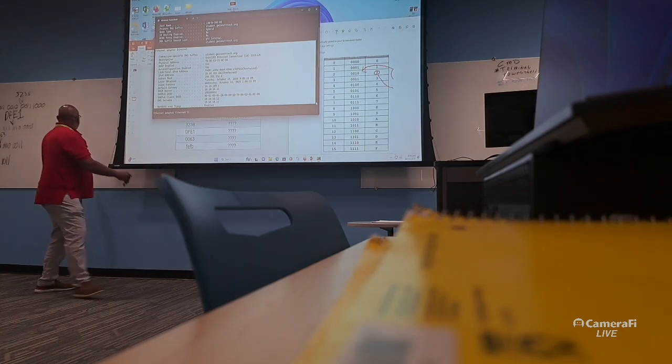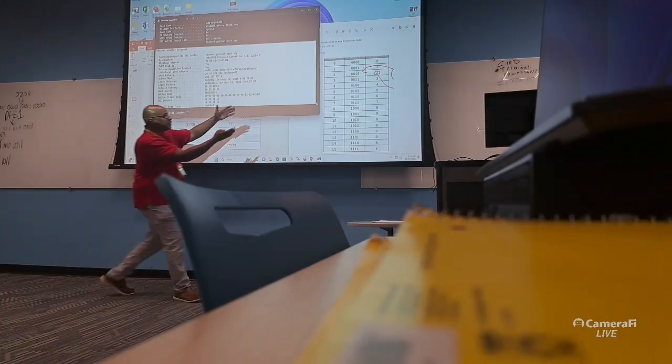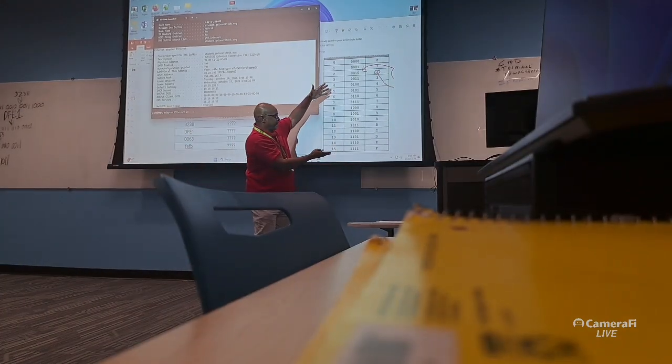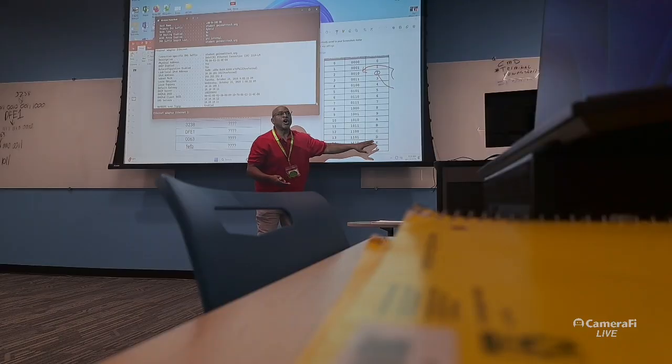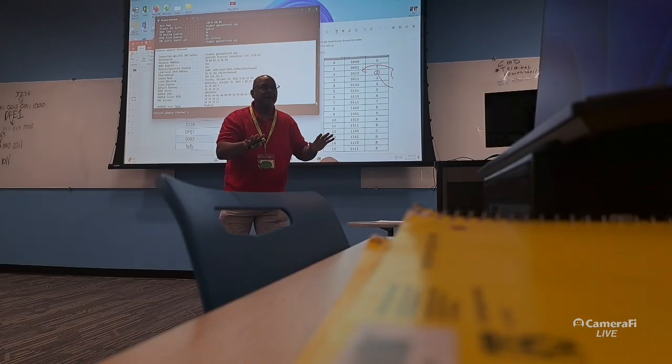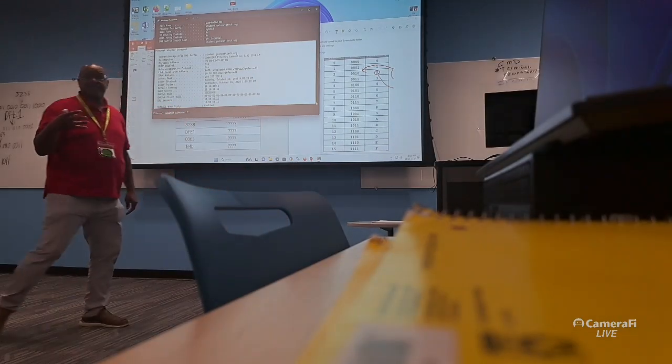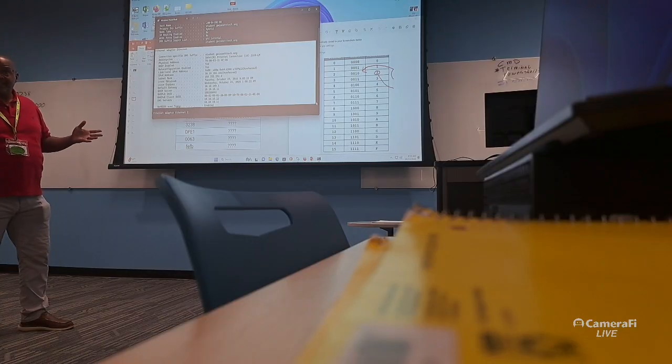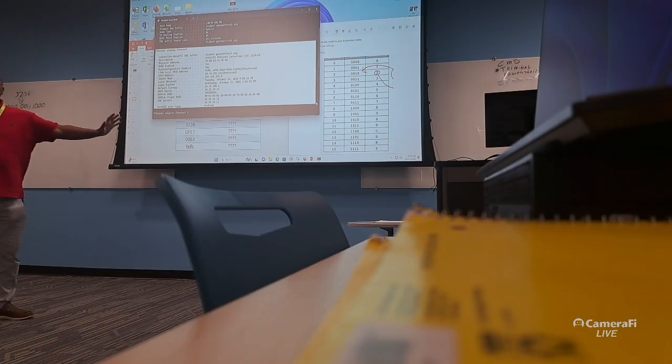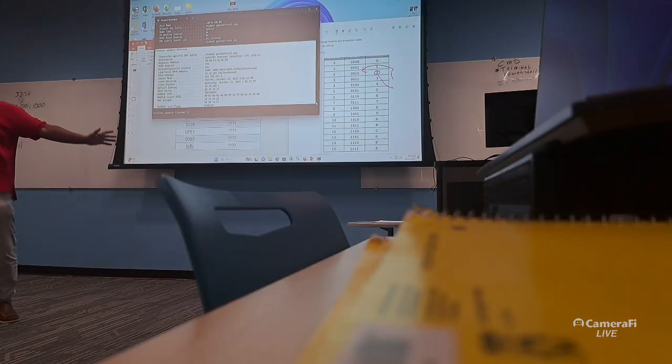What's over here where you see E? 1110. Okay, that automatically tells me they're using hex. All network cards use hexadecimal, which is base 16. That's all I need you to know. That's it. You don't have to calculate anything.